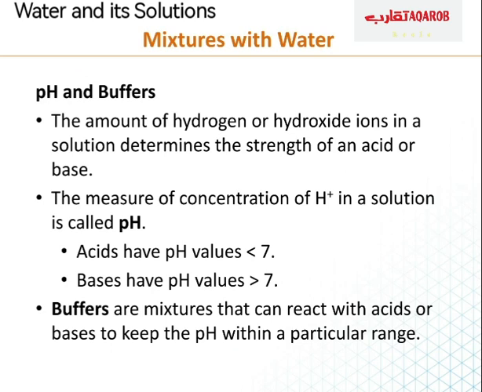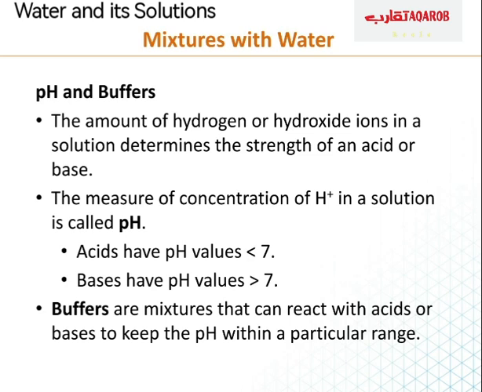We have something that we can use to measure the acidity of any solution, which is called pH. What do you mean by pH? The amount of hydrogen or hydroxide ions in a solution determines the strength of an acid or a base. So it's a scale. The pH is a scale for the strength of acidity or basicity. The measure of the concentration of hydrogen ions in a solution, we call it pH.